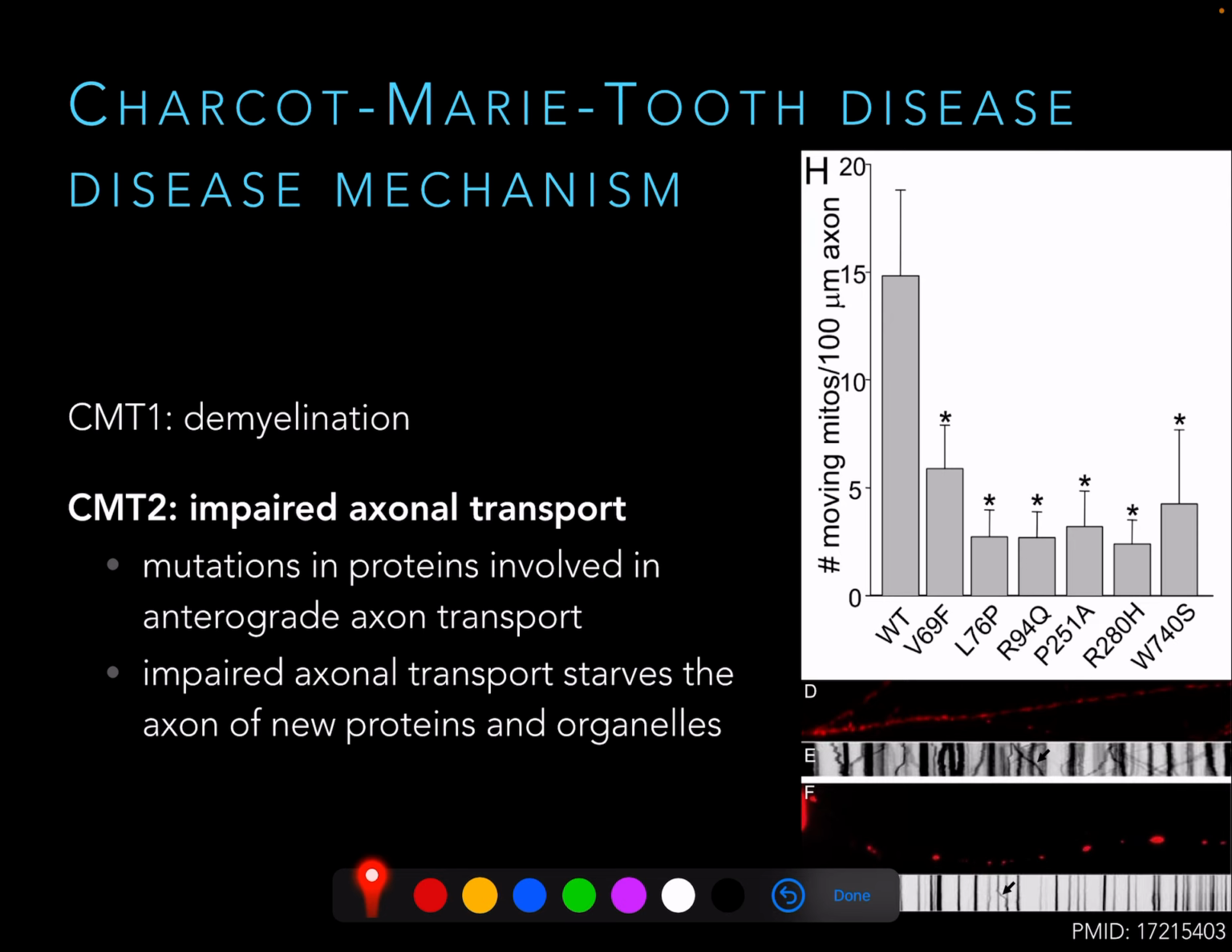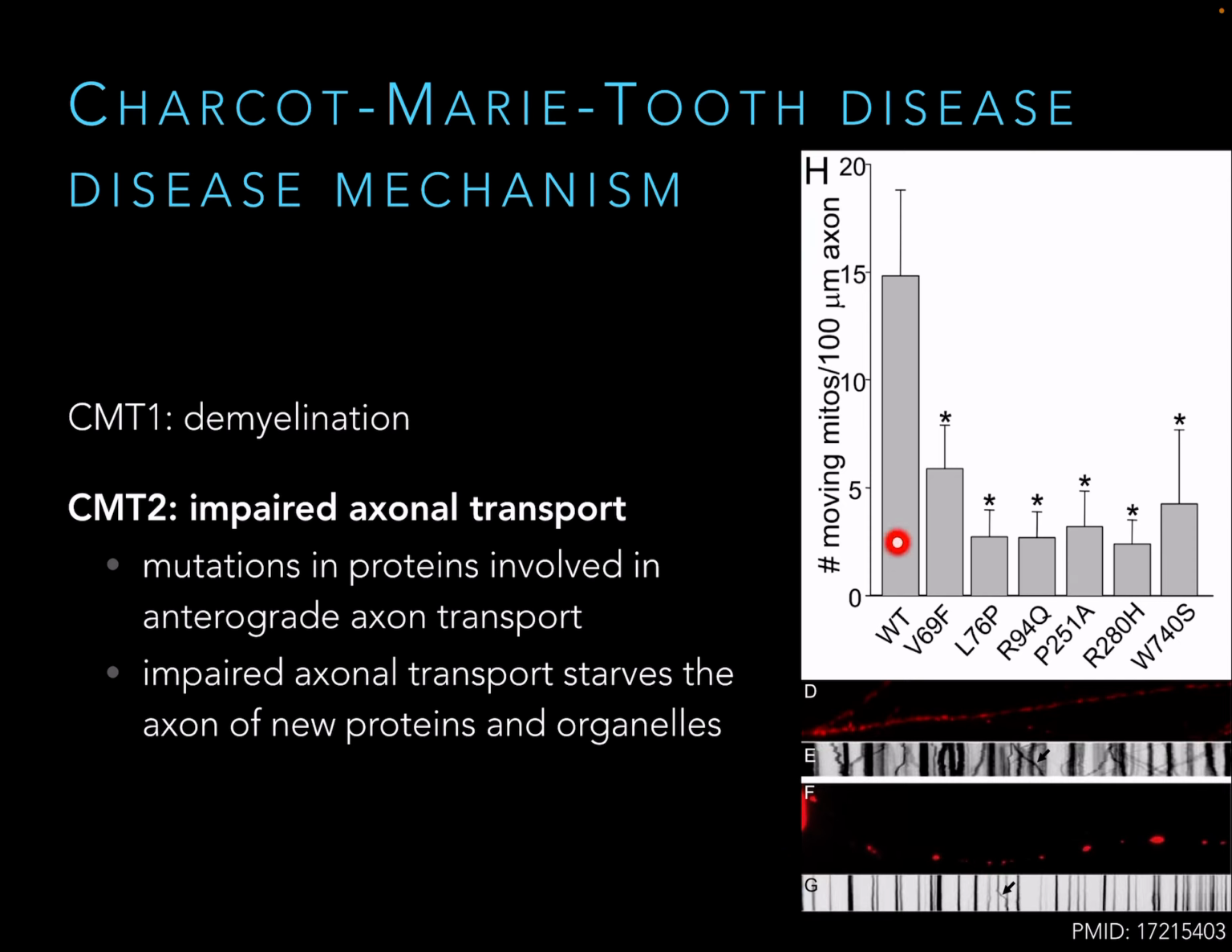CMT2 is caused by not a problem with the myelin, but a problem with axonal transport. So a few proteins could be involved here. These mutations seem to all slow down anterograde transport. So this is the same horrible thing that we've seen before. Here we've got a few mutants, and you can see compared to the wild type, the number of mitochondria moving down the axon decreases significantly.